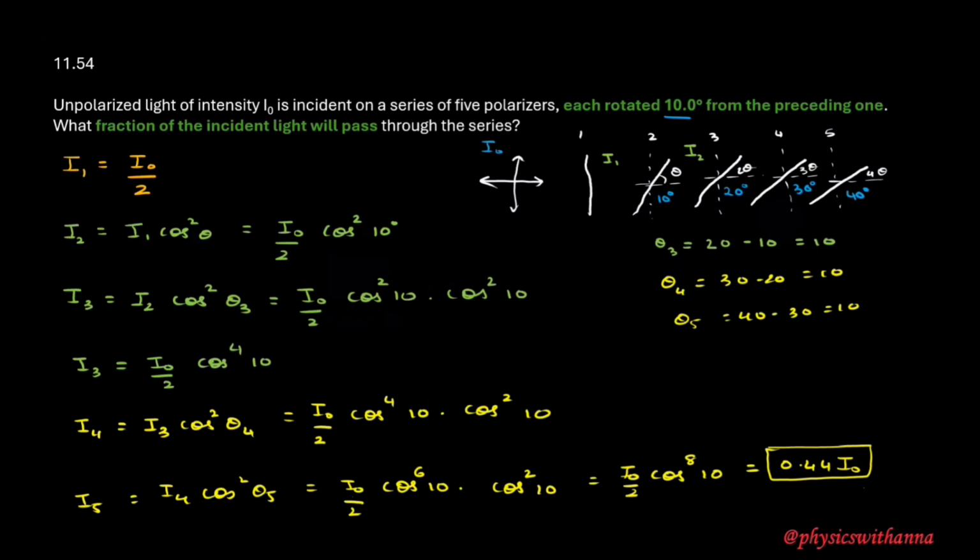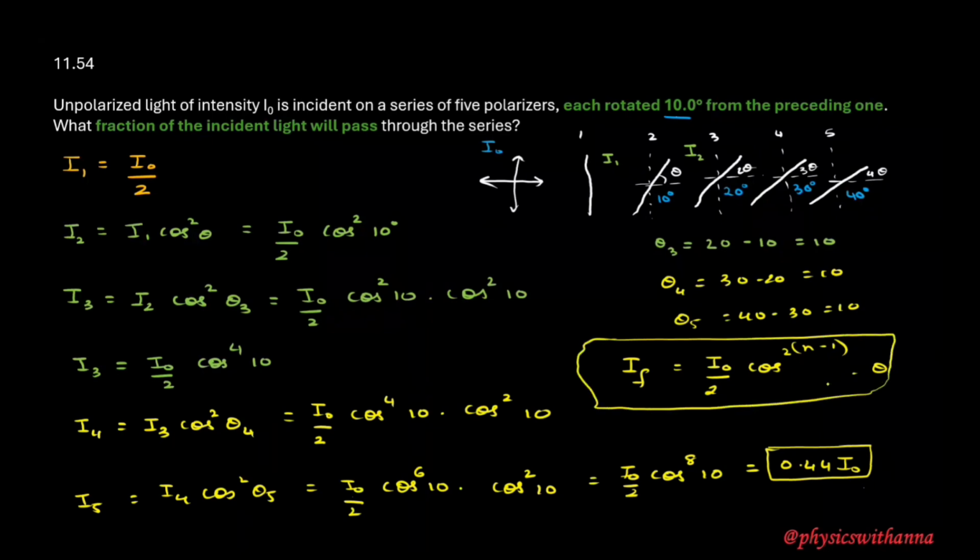Anytime you have a question like this where they give you a series of polarizers, where each preceding polarizer has the same angle from one another, you can find the final intensity to be equal to the initial intensity by 2 cosine to the power of 2 times n minus 1, theta. So here n is 5 because there are 5 polarizers. n minus 1 is 4, and 2 times 4 will be 8. So you can remember this as a general rule if there is a series of polarizers and calculate the final intensity using this rule.